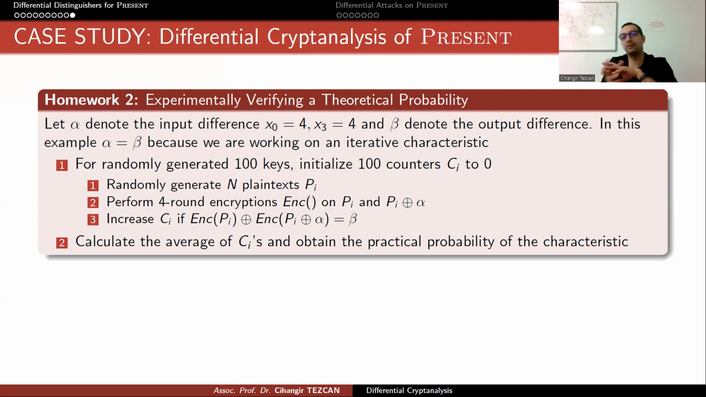So the question is, will it be higher than 2 to the minus 18 or smaller? Okay, so a very nice experiment to verify a theoretical probability in practice.